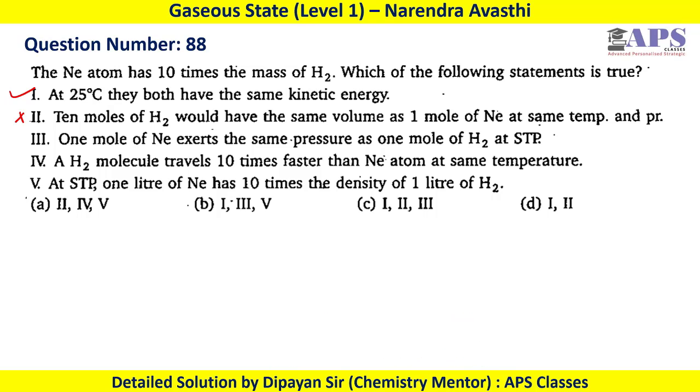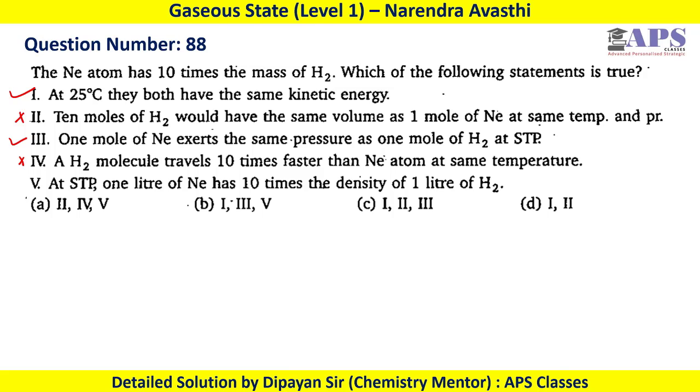1 mole of neon exerts the same pressure as 1 mole of hydrogen at STP. This is also correct because the pressure is directly proportional to number of moles if the other conditions are constant. A hydrogen molecule travels 10 times faster than the neon molecule at the same temperature. This is not correct because the velocity is inversely proportional to the square root of the molecular weight. So this is not directly 10 times. So this is also wrong.